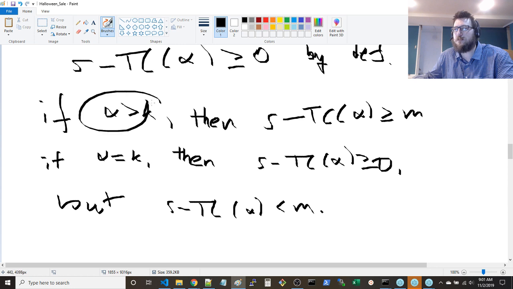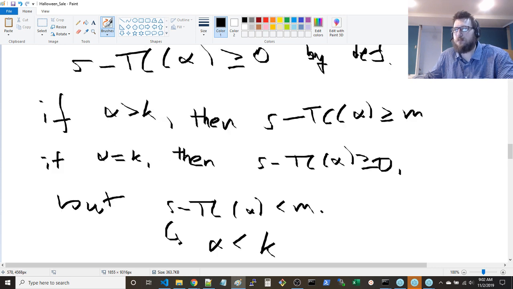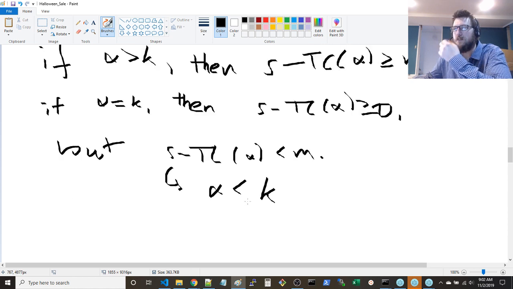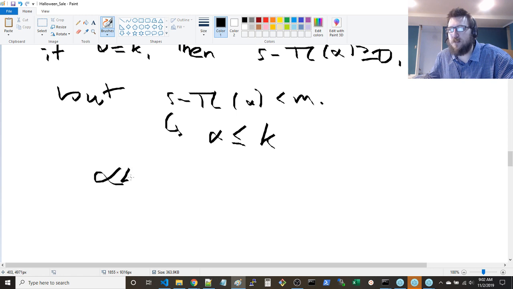Then we say if this, then that, which implies that not this implies not that, which is less than or equal to. This would imply alpha is less than or equal to k. Right? And then if alpha is equal to k, then it's not, right? It's not this, so you gotta have alpha less than or equal to k. Now we just need to consider the alpha less than k case that is left.